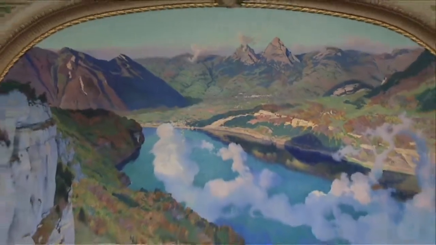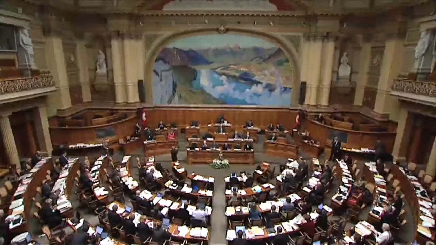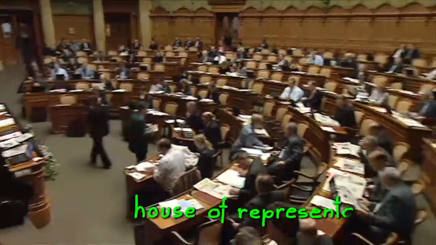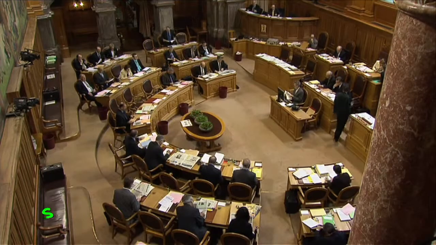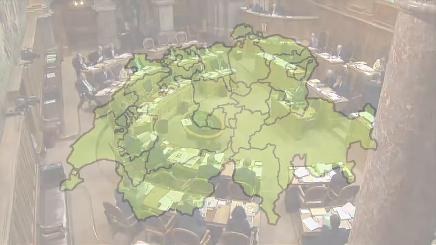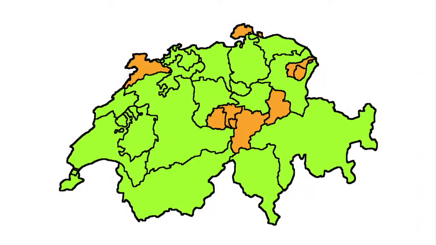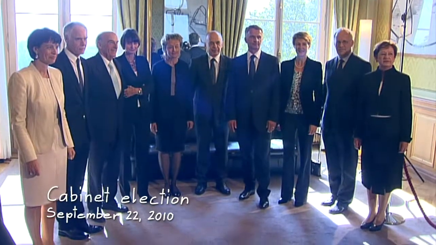In addition, every 4 years the people elect the 246 members of the National Parliament, which consists of 2 chambers. The House of Representatives, representing the people, and the Senate, representing the cantons. This system gives less populated cantons more political weight. Parliament makes laws and elects the national government, which consists of 7 members of various parties.